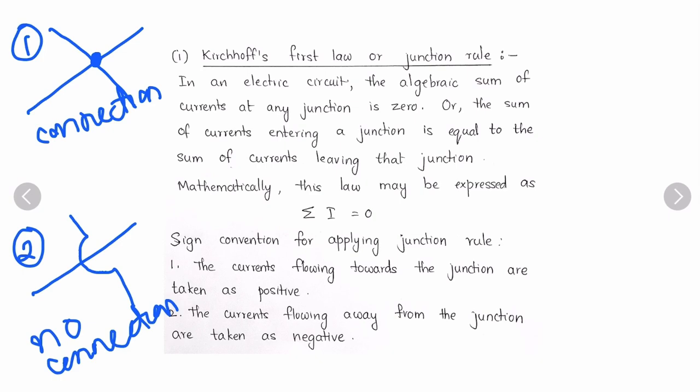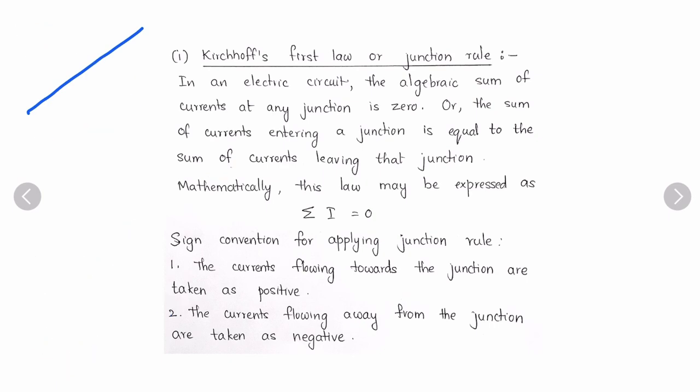Now, what does it mean? If there is a junction like this, at the junction some currents may be flowing inside and some currents may be flowing outside. Then the algebraic sum of the currents meeting at this junction is equal to 0. Or we can also say, in other words, the sum of the currents entering a junction is equal to the sum of the currents leaving that junction.